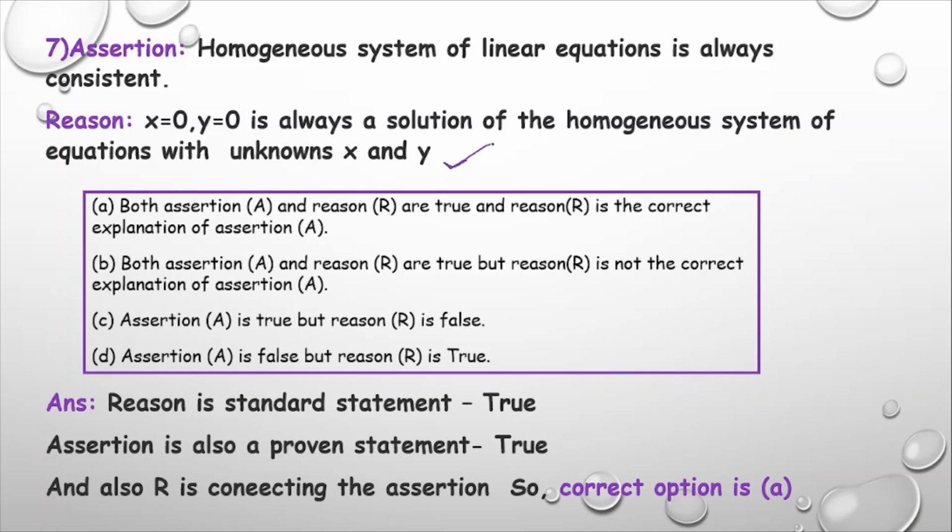So the reason is true. And a homogeneous system of linear equations is always consistent because it has a unique solution, and also infinitely many solutions, because x is 0, y is 0. You can apply any value, you will get the value 0, it will be equal. So this is also a true statement. Both the statements are talking about the homogeneous system. It is a correct explanation. The reason is a proper explanation of the assertion. So I go for option A.